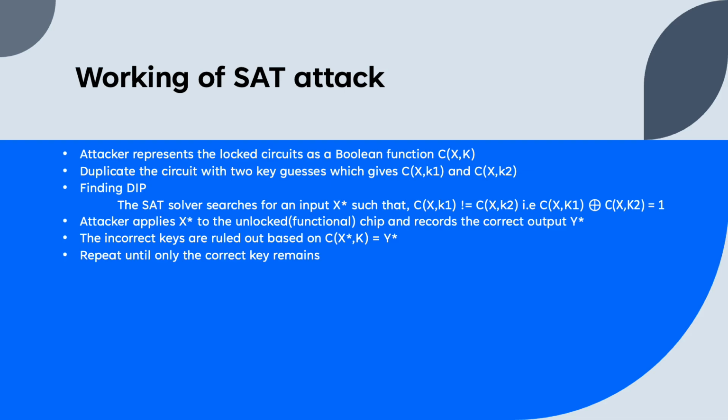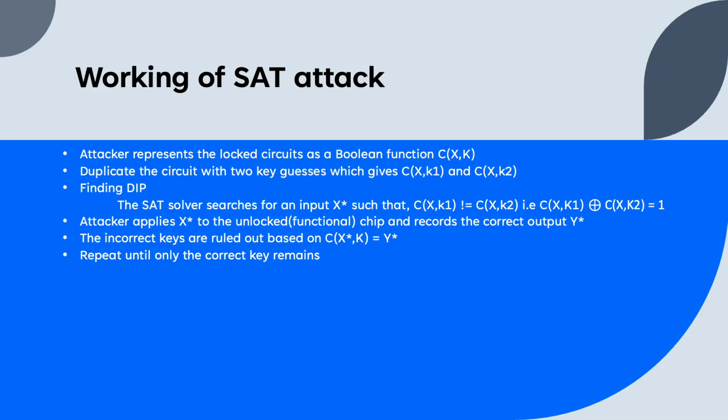Working of the SAT attack. The attacker represents the locked circuit as a Boolean function C(x, k), where x is the primary inputs and k is the secret key bits. C(x, k) produces the circuit's output for a given x and k. Then the attacker creates two copies of the locked circuit, one with key k1 and another with k2. The goal here is to find an input x that produces different outputs for the different key values.